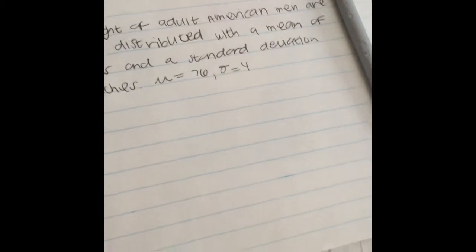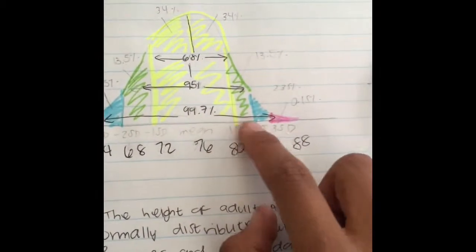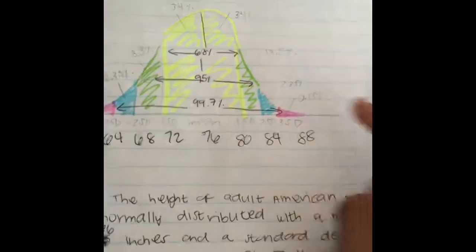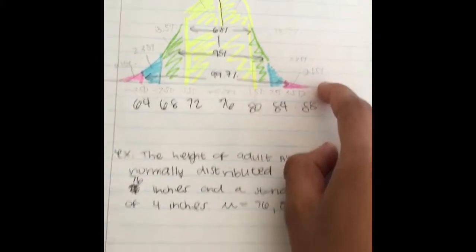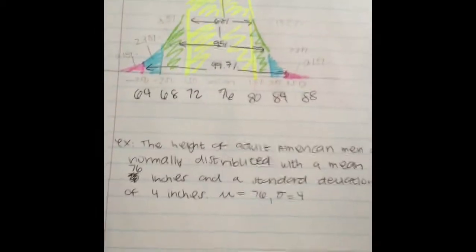Or if you want to know what percent of men are taller than 80 inches, you would just add what is right here, because you're looking for more than 80 inches. So you'd add 13.5, 2.25, and 0.15. It's really simple when you get to know the curve. You just have to study the curve and understand this. And that's basically it.